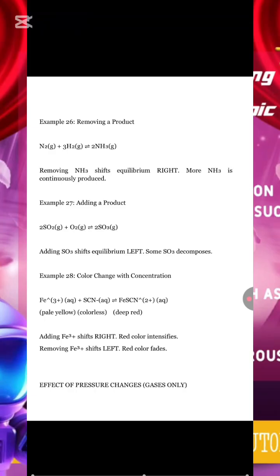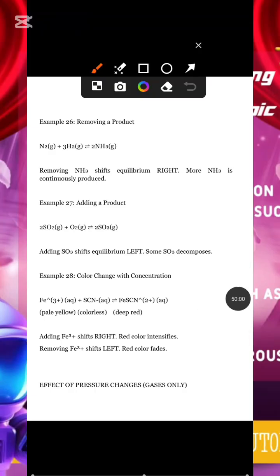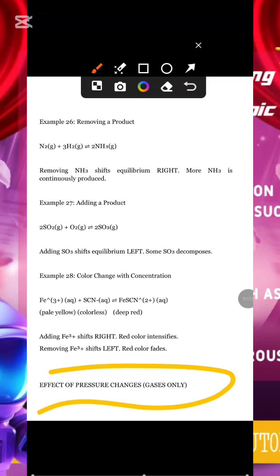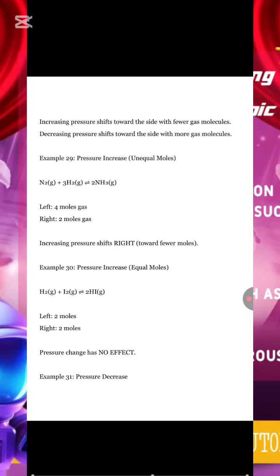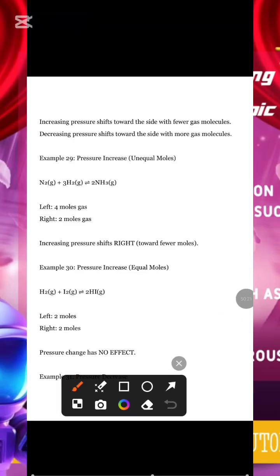Now, effects of pressure. That's all for concentration. Now let's look at the effects of pressure. How will pressure actually affect the equilibrium? Where will it shift it to? The effect of pressure on equilibrium. Okay, now let's look at how equilibrium shifts with respect to pressure. Now take notes and bear this one in mind. This you can see right here.